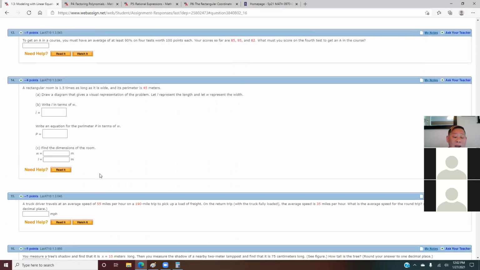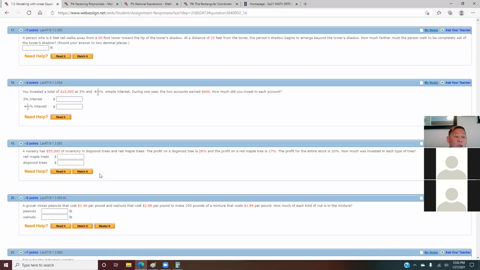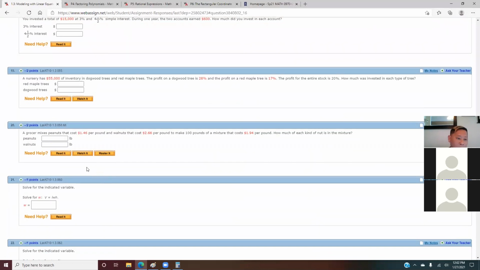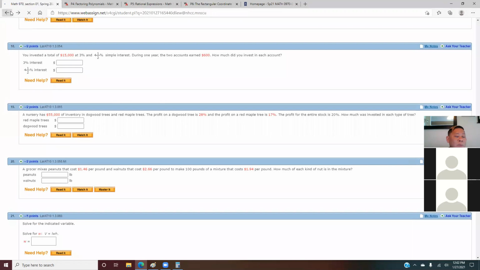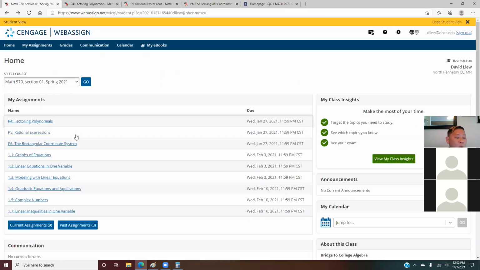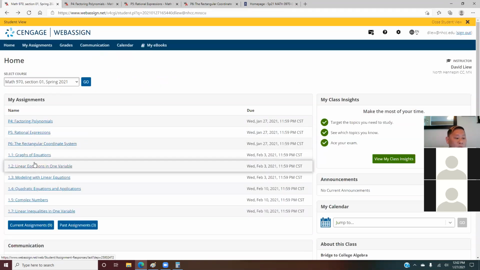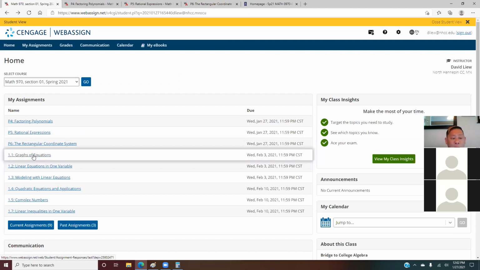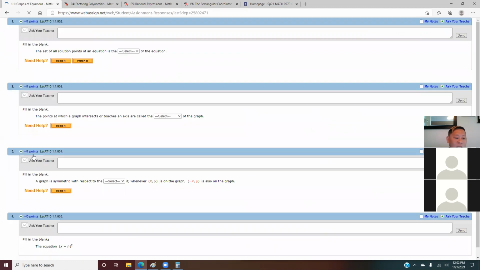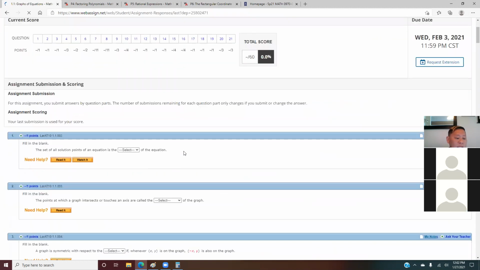On next Wednesday, we will go through this. They're all word problems, I can tell you. So 1.3 is word problems. But 1.1 and 1.2 should be easy. That's how you graph equations.